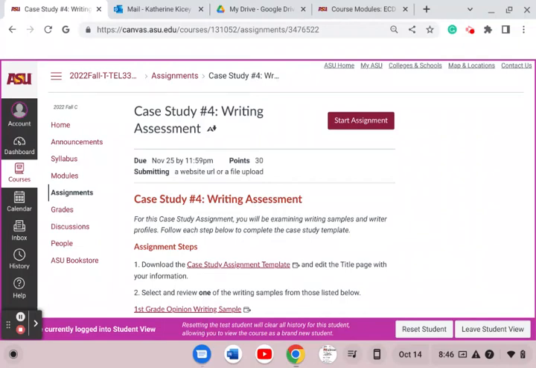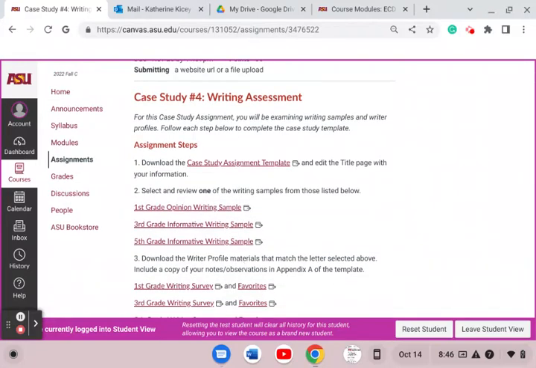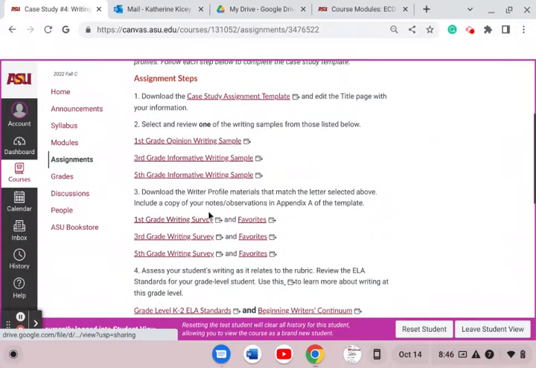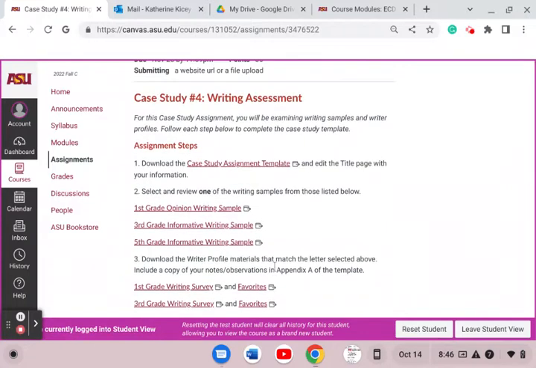Welcome to case study number 4. This is your last one. It's super exciting. So this one, again, as you can see, does not have videos, much like case study number 3. So you'll be provided with samples, and you'll need to base your observations off of the actual sample and the given materials that are throughout this case study.